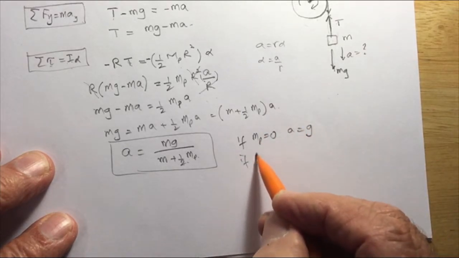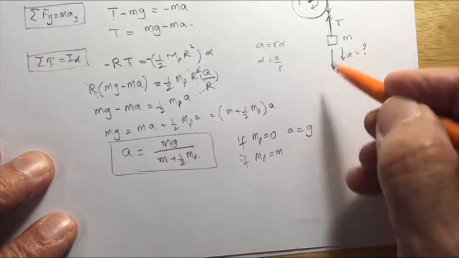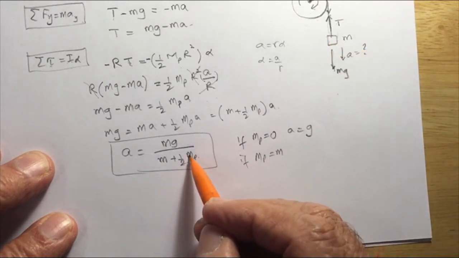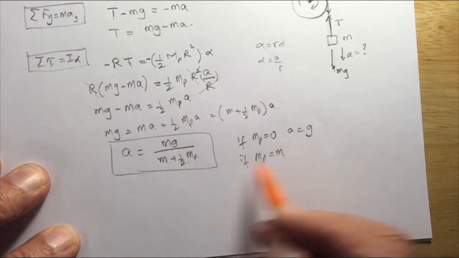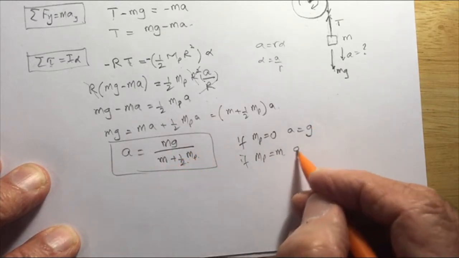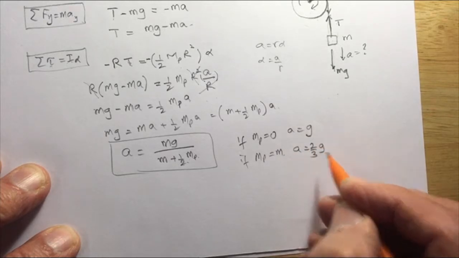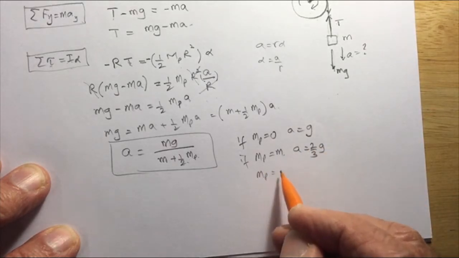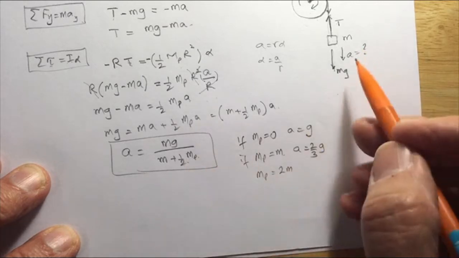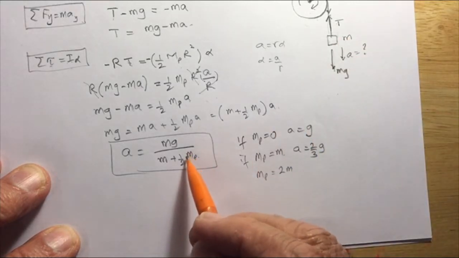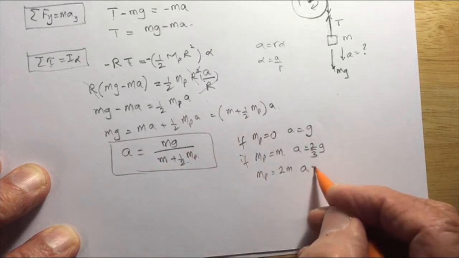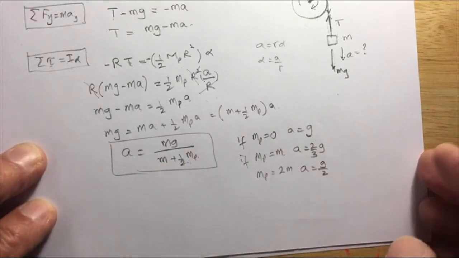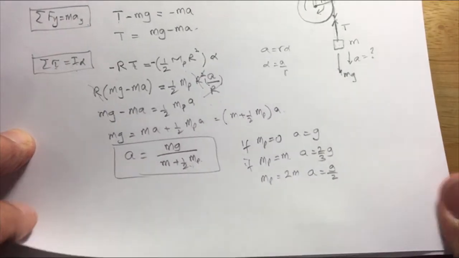And if the pulley has the same mass as the block, well, then that's going to be m plus m over 2, so 3 by 2, so a is going to be 2 by 3 g. And if the pulley is twice as heavy as the mass, 2m, so a is going to be g by 2. Okay, now let's look at another example.